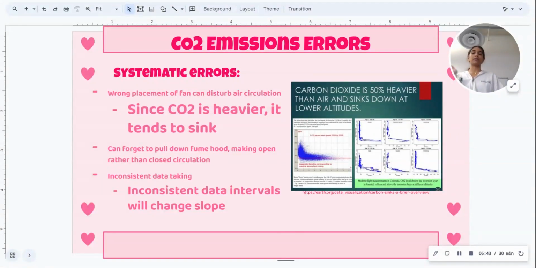Additionally, pulling down the fume hood is really important because you want to make sure that whatever you're measuring has closed circulation rather than open, because then you could also, again, lose the concentration of said gas. And additionally, it's important to stay consistent with our data taking. We tried to make sure that we were taking it at consistent intervals, because having a 5 or 10 second difference will change the slope, and it would change whatever pattern that we're recognizing.